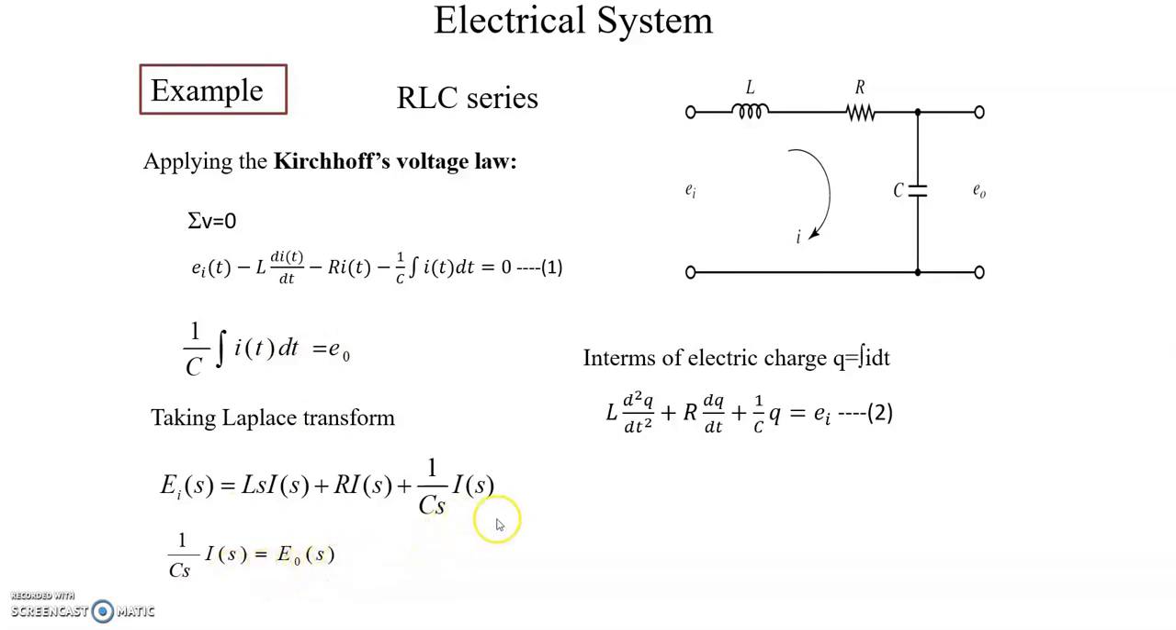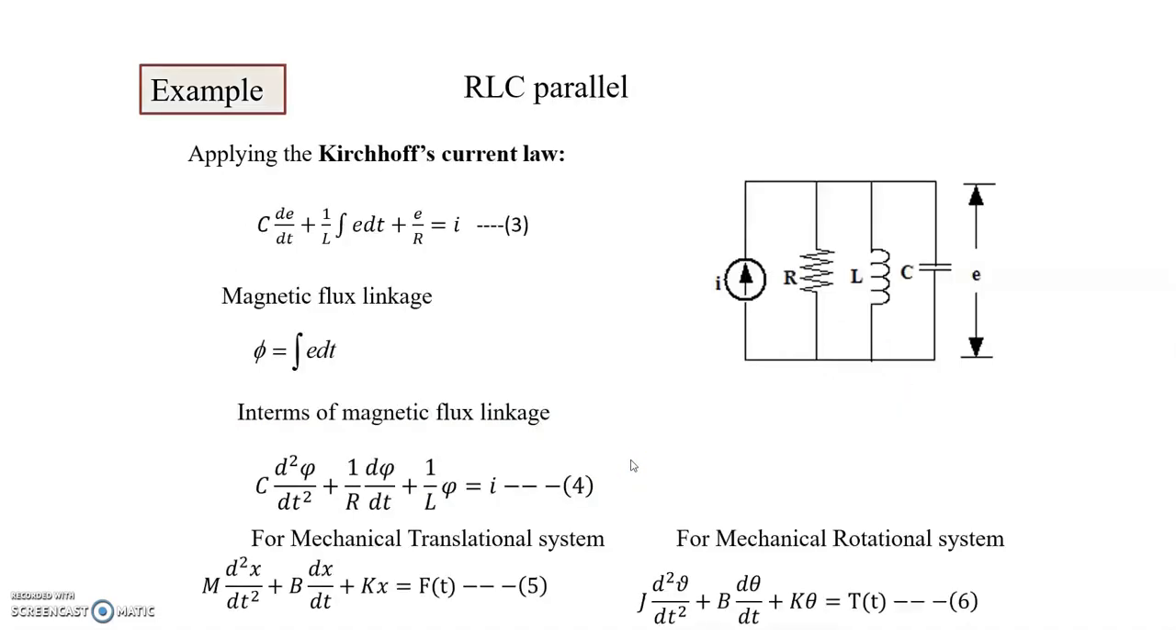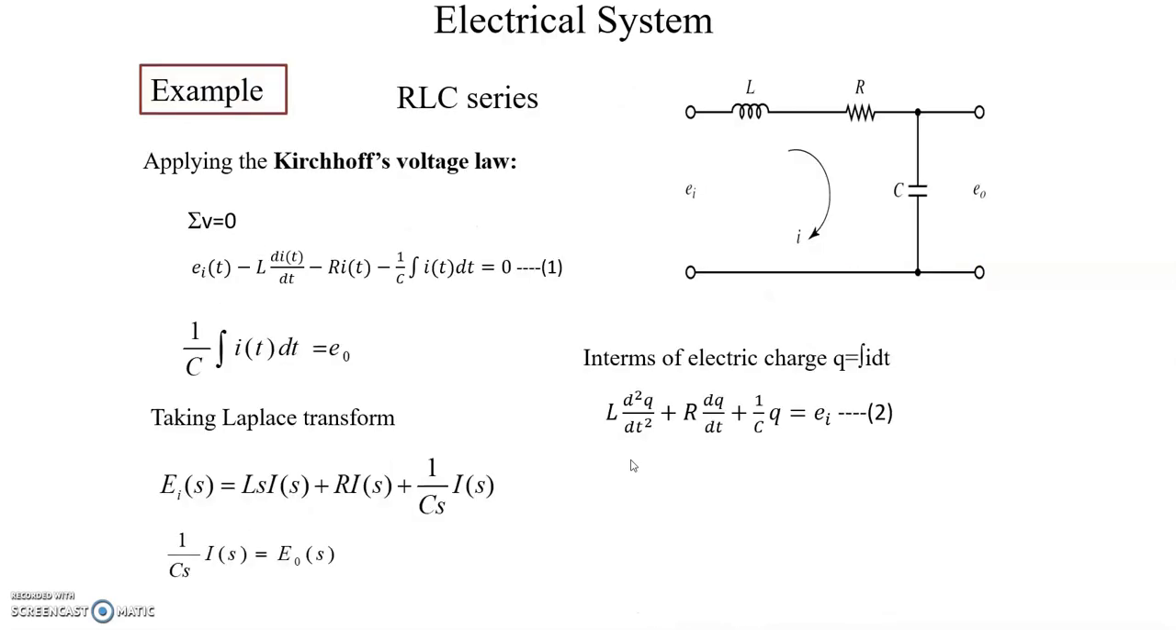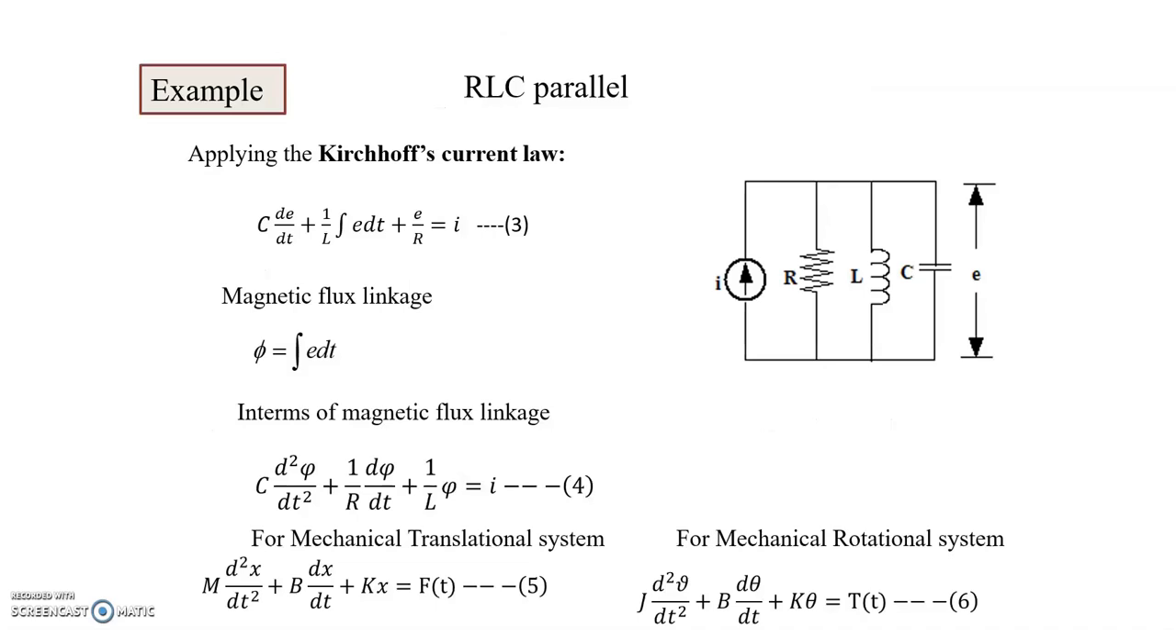Now write the equation in terms of electric charge. Q is equal to integral of i dt. So you can write the equation: L d²q/dt² plus R dq/dt plus 1/C q is equal to ei.